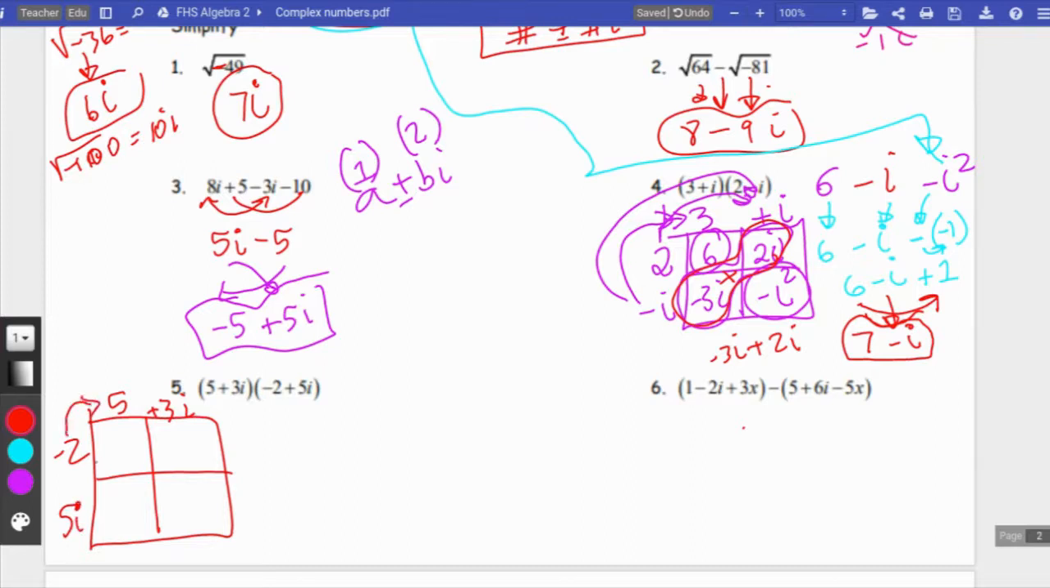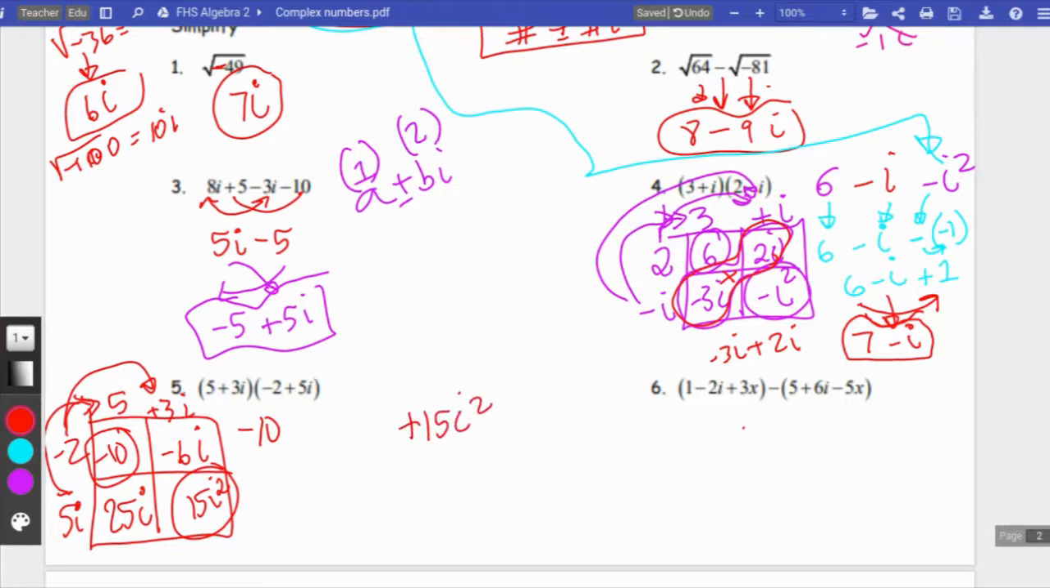Okay, let's multiply. Negative 2 times 5, you get negative 10. Negative 2 times 3i, you get negative 6i. You multiply 5 times 5i, so you get 25i. And when you multiply 3i times 5i, you get 15i squared, because I have two i's. The negative 10, first number, goes right here. The last number goes at the end.